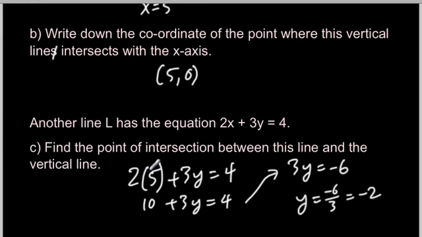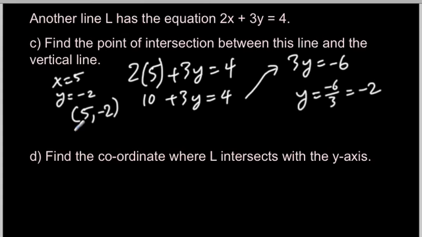So x equals 5 and y equals negative 2. The coordinate itself is 5 comma negative 2. This is our solution to find the point of intersection. Okay, now find the coordinate where L intersects with the y-axis.